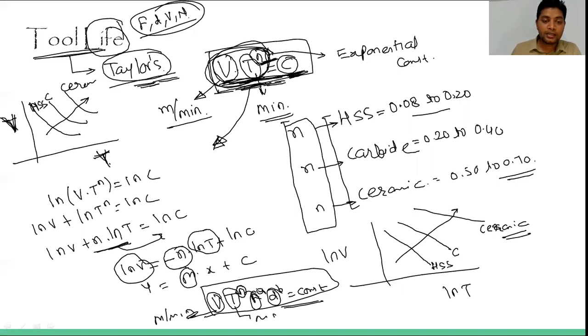Okay, and again that is the exponential constant, and a and b are again constants. So that will be equal to the constant, that is C. Okay, so this is your modified equation, and this is for the Taylor's equation.